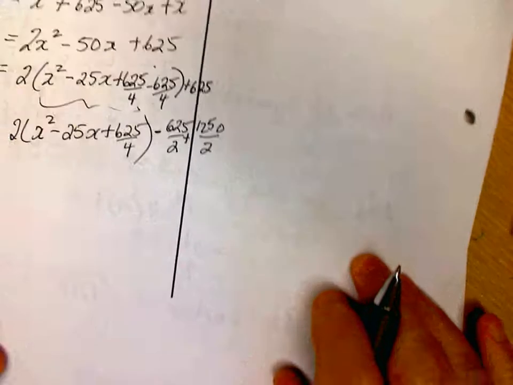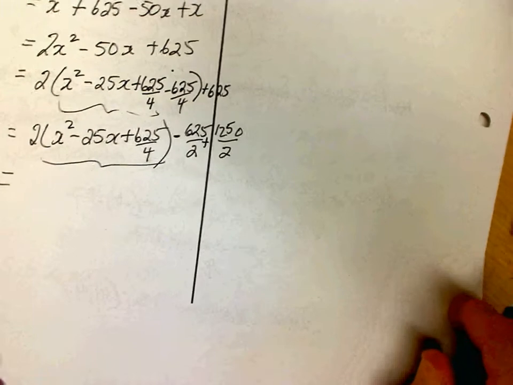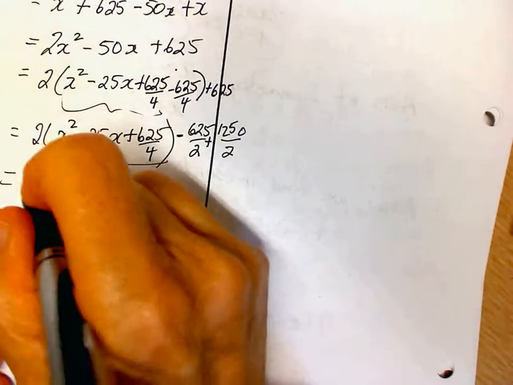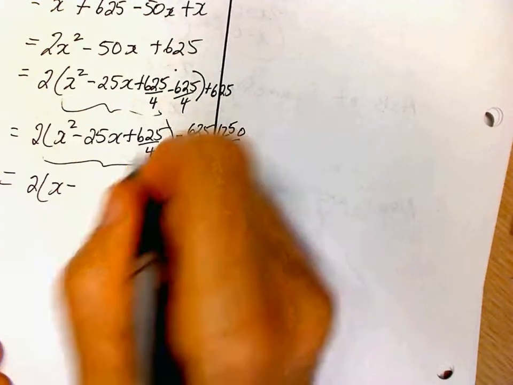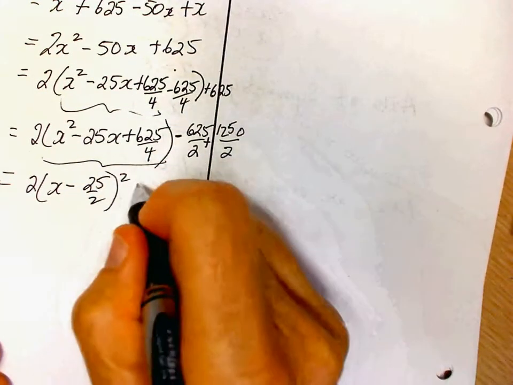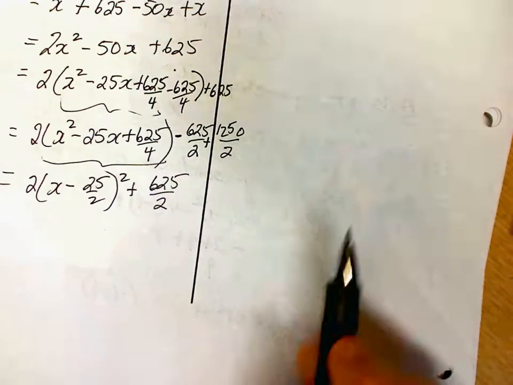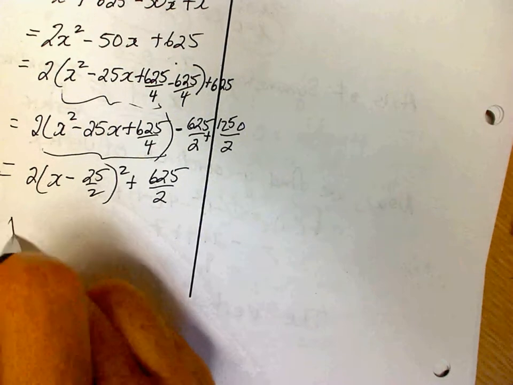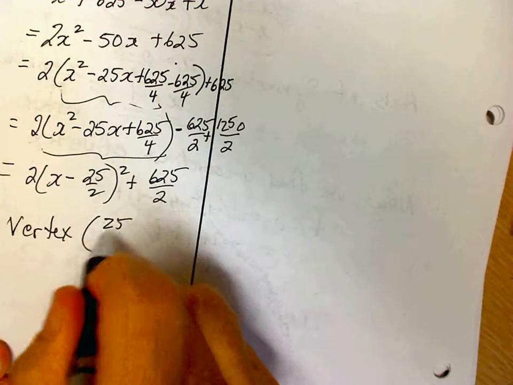Okay, so now we can factor our perfect square trinomial. This is 2 times (x minus 25 over 2) all squared, plus 625 over 2. So now we have an equation in vertex form, so it's easy to pick off our minimum, or just get our equation.